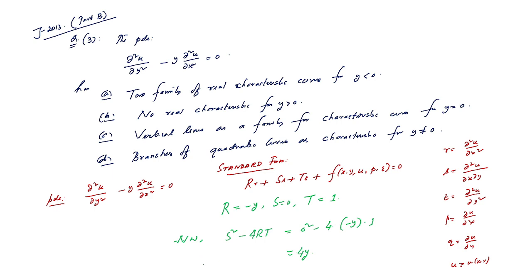Now we have many cases here. So what do we get here? We get s² − 4rt, this discriminant, this is basically 4y. Now that will be greater than 0 if y greater than 0. It will be equal to 0 if y equals 0. It will be less than 0 if y less than 0.